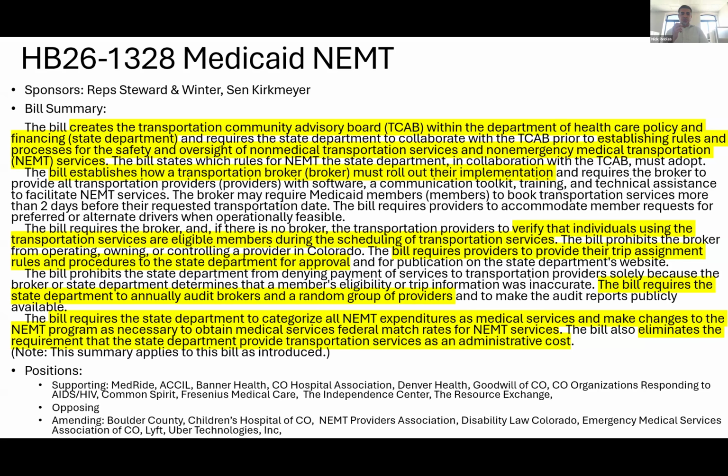So I think there are 3 bills this session that are trying to address some of the NEMT issues, but this one has bipartisan sponsorship and support. And we can see many people are supporting and some are amending. I didn't list any monitor positions, but there are also quite a few agencies that are monitoring. I'm just going to jump to the next one, unless there are any questions.